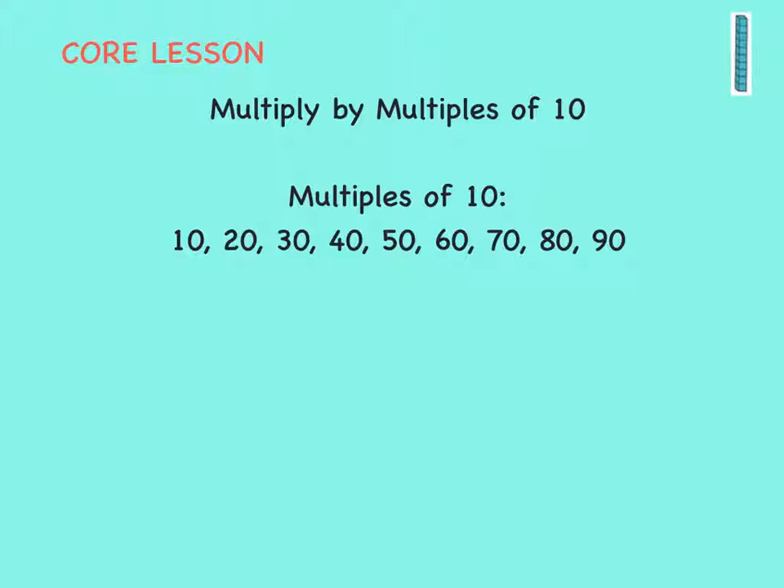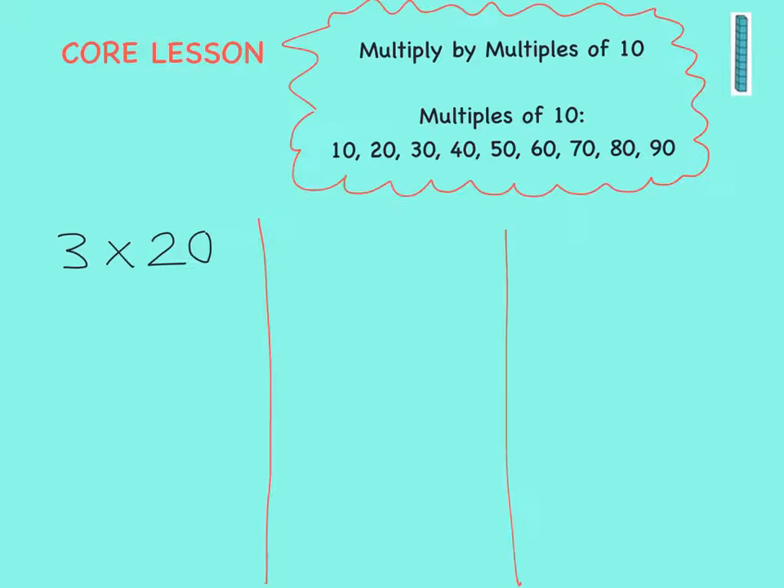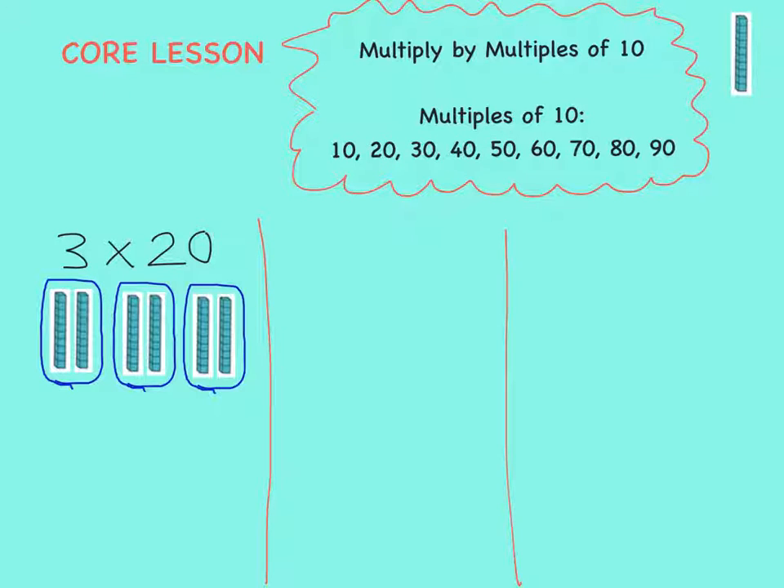We can find multiples by skip counting. The multiples of 10 are 10, 20, 30, 40, 50, 60, 70, 80, and 90. 3 times 20 means three groups of 20. Let's see how many that is. 10, 20, 30, 40, 50, 60. 3 times 20 equals 60.